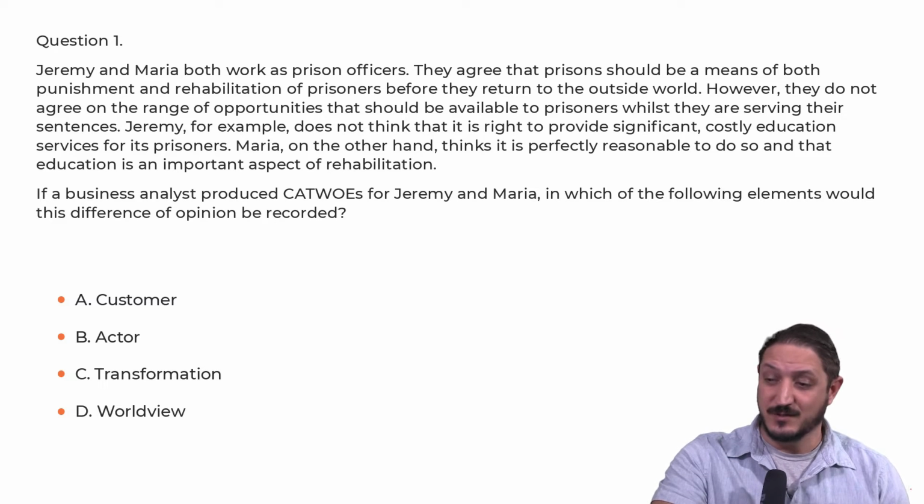If a business analyst produced CATWOEs for Jeremy and Maria, in which of the following elements would the difference of opinion be recorded? They've given 4 answers, so it's a multiple choice question. We're going to have to select one of these 4, because they haven't given us any further instructions to select more than one answer. If we look at the 4 choices, we've got A, B, C, and D. A is customer, B is actor, C is transformation, and D is worldview.